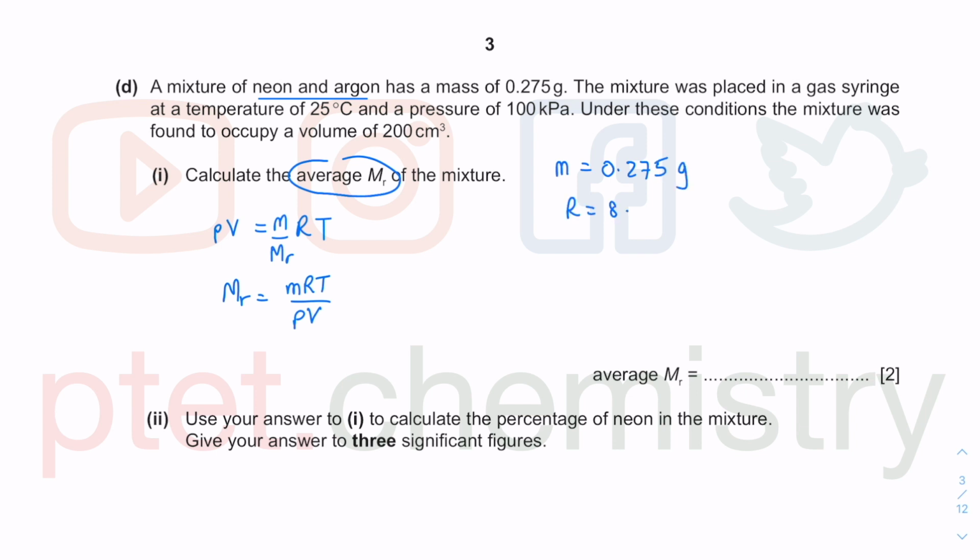My R will be given in the data booklet, although it is not separate now. It'll be given at the end of your paper 2 booklet, of course. So 8.31 joule per Kelvin per mole.